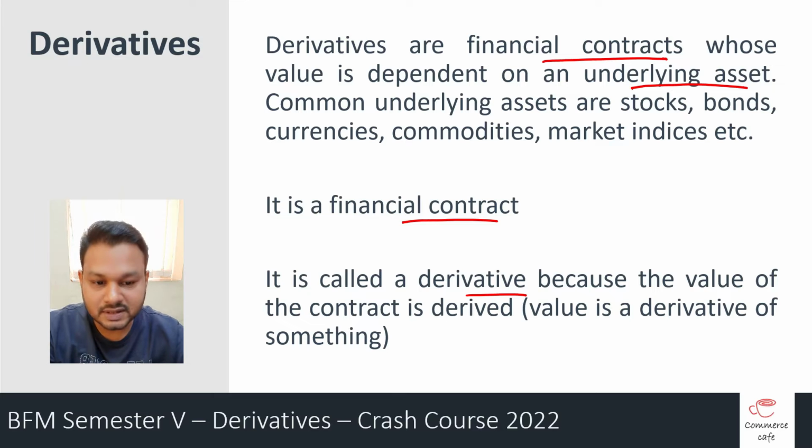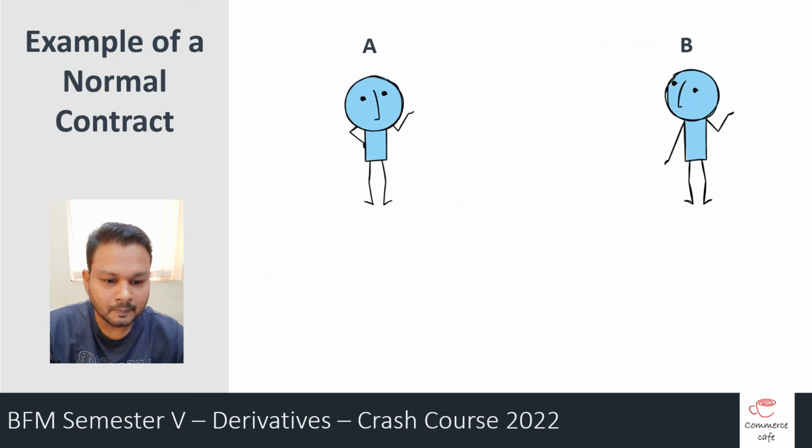We'll study all of this in detail, but first let us see with the help of an example how the value of a financial contract can depend upon something else, which we are calling underlying. Before that, let's first see an example of a normal contract.